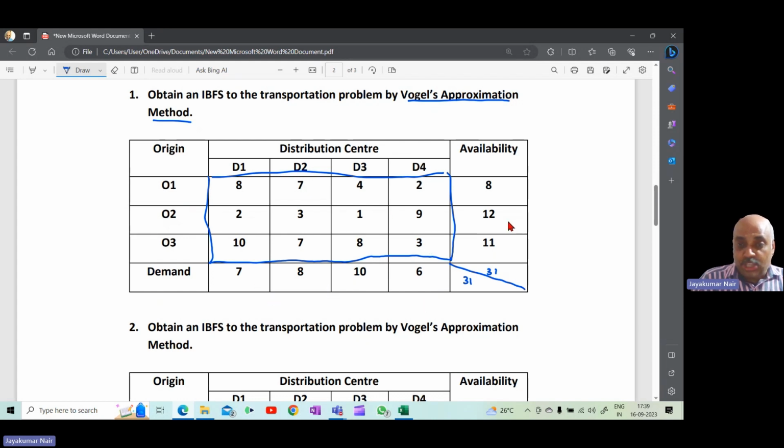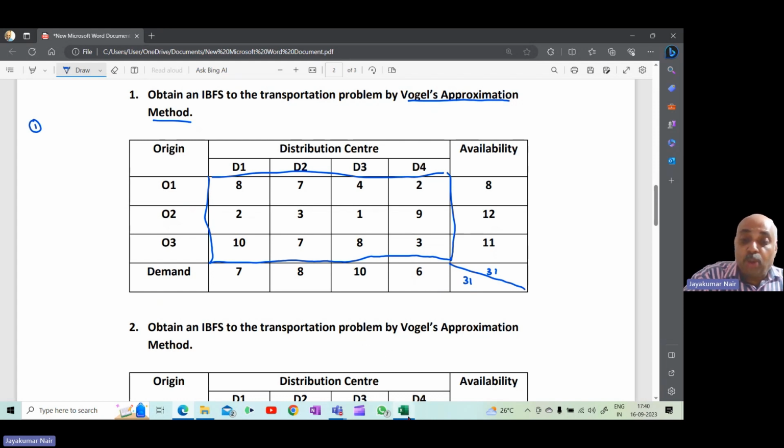And then we have to see the first step, as I told you earlier: you have to check what the objective is. The objective here is minimization because we are trying to minimize the transportation cost. The second step: is the data balanced? How do you check whether the data is balanced? Find out the total of demand and the total of availability. In this case, the total of demand is 31 and the total of availability is 31. 8 plus 12 plus 11, 31, 7 plus 8 plus 10 plus 6, 31. So we know the data is balanced.